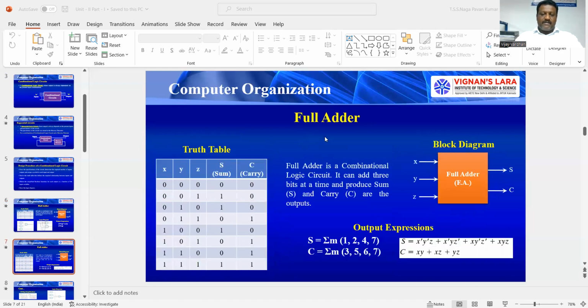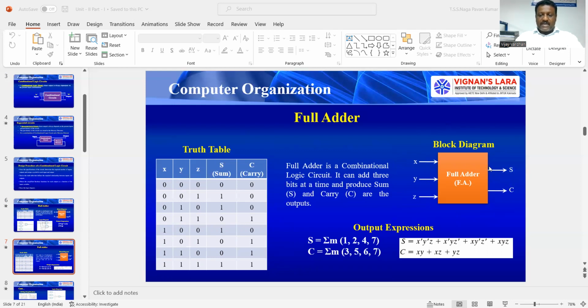Next one is a full adder. What is a full adder? Again, it is a combinational logic circuit. It can add 3 binary bits at a time, and it produces sum and carry as the outputs. In the previous case, the half adder could only do addition between 2 inputs, but now the full adder can do addition between 3 bits. Here x, y, and z are the 3 inputs, and it will produce sum and carry.